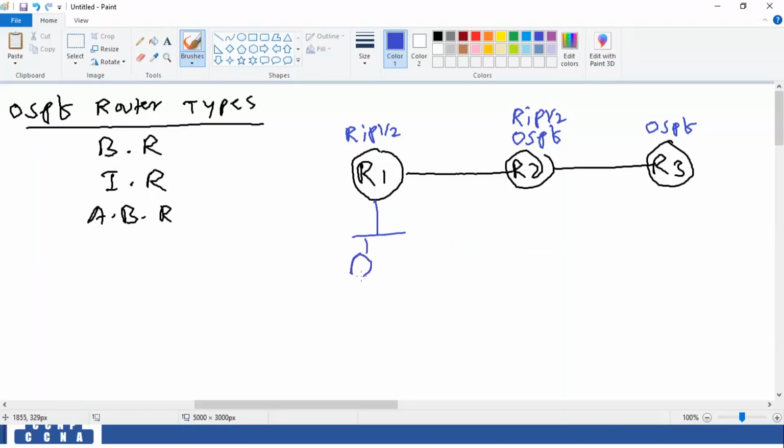What about R1 and R3? If a user from R1 wants to communicate with a user on R3, will they communicate? No. But I need communication. Then how? One solution is to configure OSPF here also, then all routers will communicate with OSPF. Or you configure RIP here, then all routers will communicate with RIP only. But my requirement is that I don't want to change the RIP protocol in R1. This is my very old network, running RIP, and this is my new network, running OSPF. Then how can the new one and the old one communicate? There is one mechanism which we call redistribution.